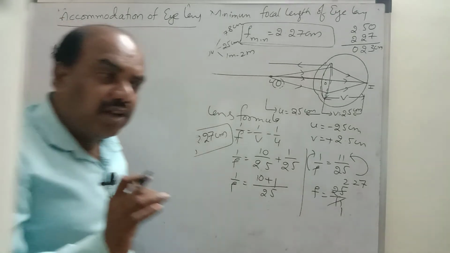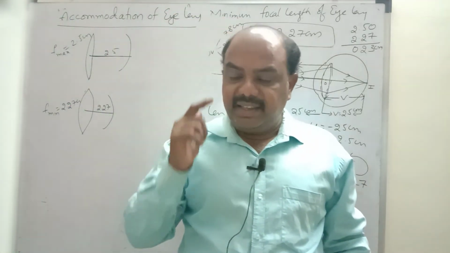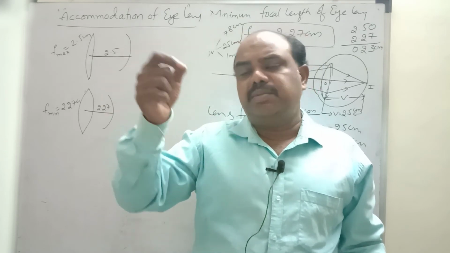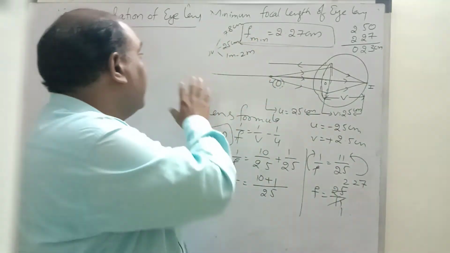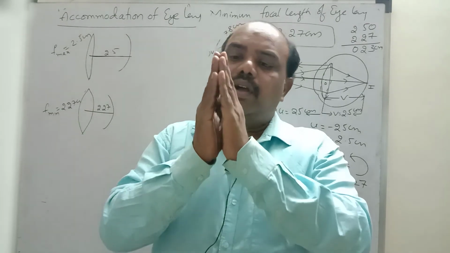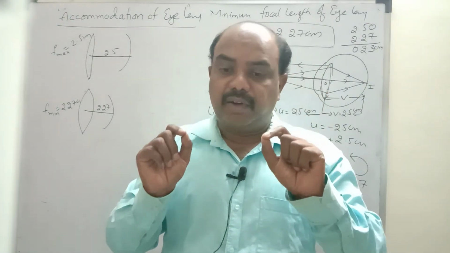Because of accommodation of eye lens only, we can see both farther and nearer objects clearly. This is very, very important. Human beings can see both nearer and farther objects clearly because of accommodation of eye lens. By default, the eye lens adjusts itself. Contraction and expansion happen because of the ciliary muscles of our eye.